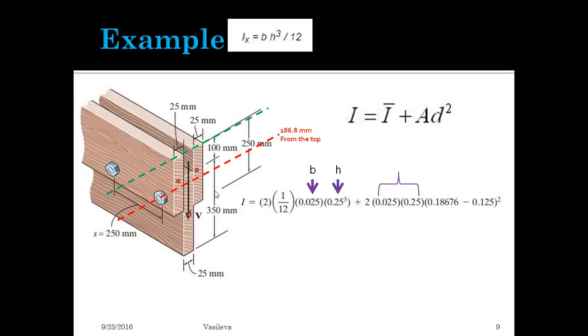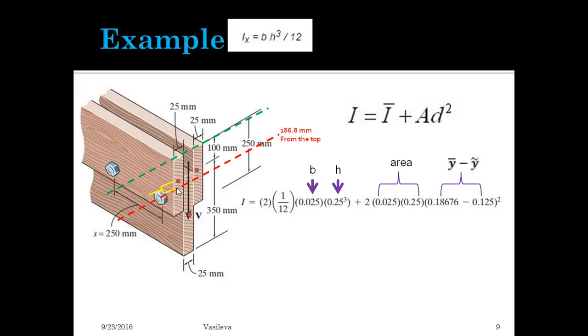Plus the area of the rectangle, which is 25 times 250, times the distance squared. This distance is basically the distance from the neutral axis to the center of gravity of the body that you're looking at. So it'll be this short distance here. And to find that, you just take the neutral axis, 186.8, minus 250 divided by 2. And that will give you your d squared.